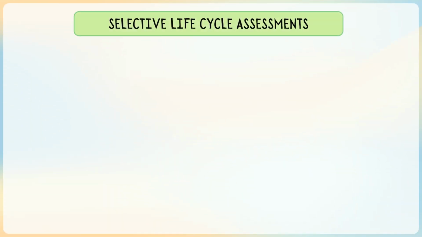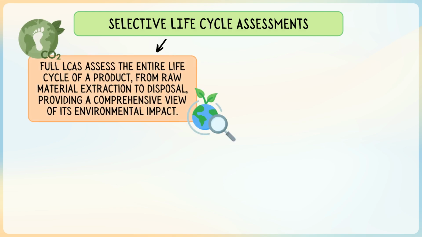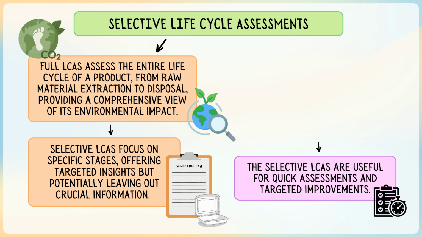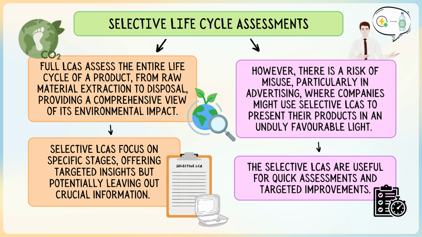In today's lesson, we delved into selective or abbreviated life cycle assessments and their differences from full LCAs. Full LCAs assess the entire life cycle of a product, from raw material extraction to disposal, providing a comprehensive view of its environmental impact. In contrast, selective LCAs focus on specific stages, offering targeted insights, but potentially leaving out crucial information. We discussed the usefulness of selective LCAs for quick assessments and targeted improvements, especially when resources are limited. However, we also highlighted the risk of misuse, particularly in advertising, where companies might use selective LCAs to present their products in an unduly favorable light.